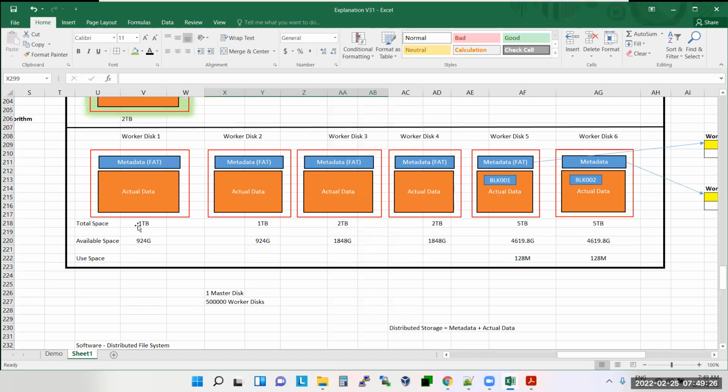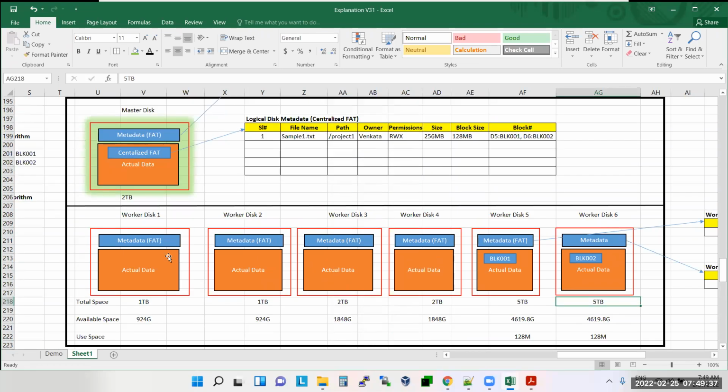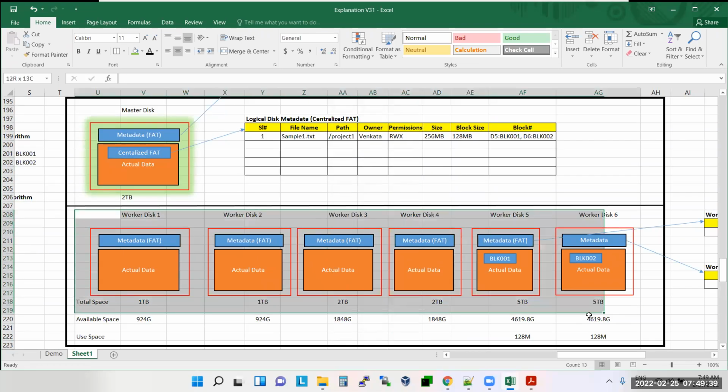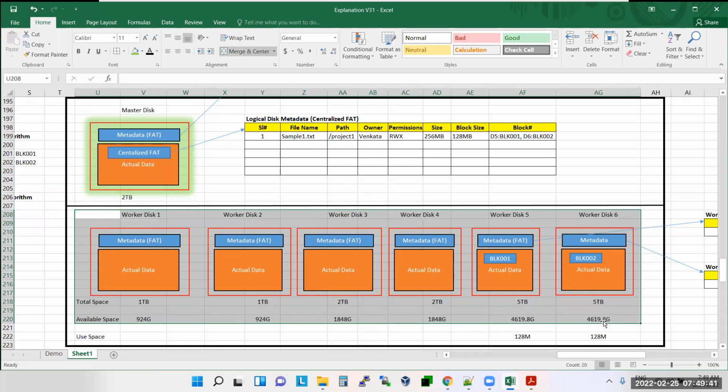Let the old disk be of size 1 TB and the new disk be of size 5 TB or 6 TB. Whenever you feel all the disks are almost full, what do you need to do? You add one more extra disk, and automatically free space will be added here.